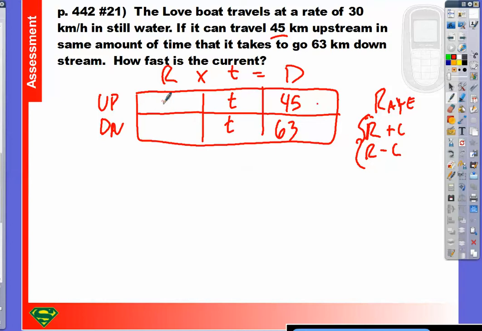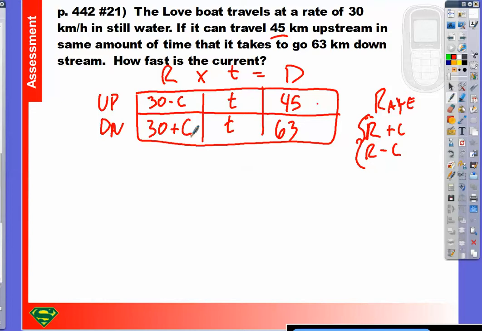So what's going to go in my upstream column? 30 minus C. Because I can go 30 kilometers per hour in still water, and I'm going upstream, so that means the current is going to be slowing my progress. What goes in my box right there? Sevi? 30 plus C, because the 30 kilometers that I can go in still water plus the current that is pushing me down the river.